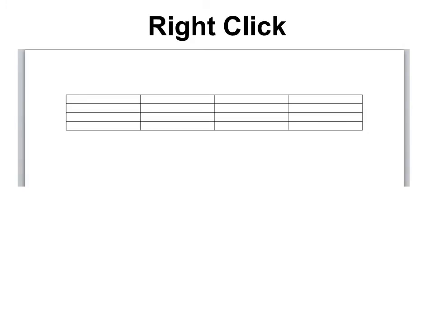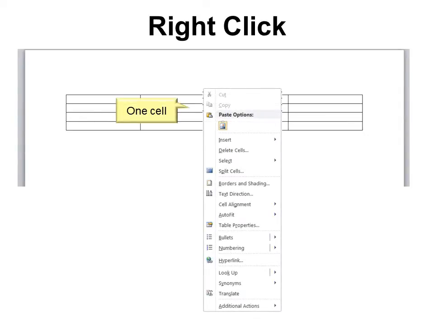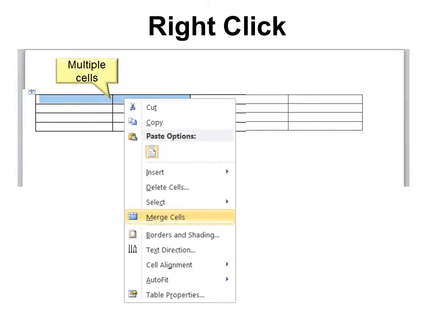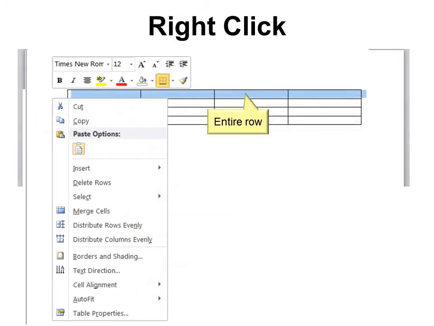If you right-click, you have a lot of options, depending on where you click. If you click on one cell, then you have all kinds of options, including inserting or deleting cells. If you select multiple cells, then you have the option to merge cells or delete those cells. If you select an entire row, then you have the option for inserting or deleting rows.